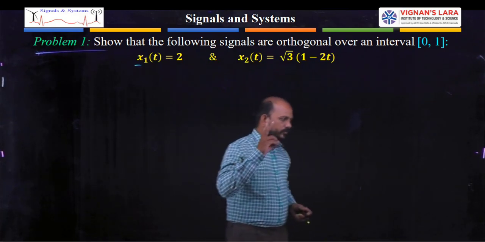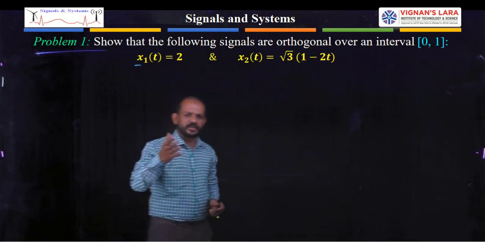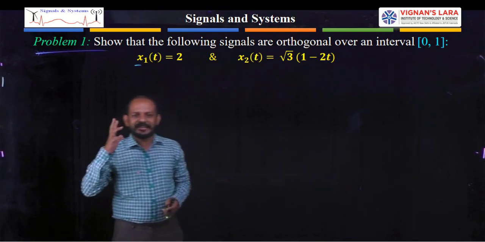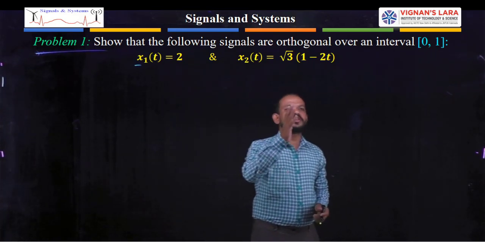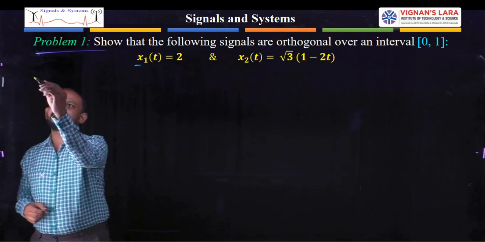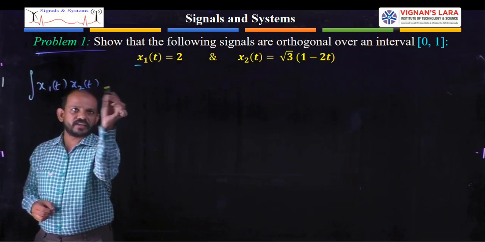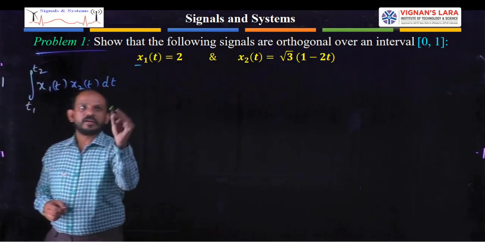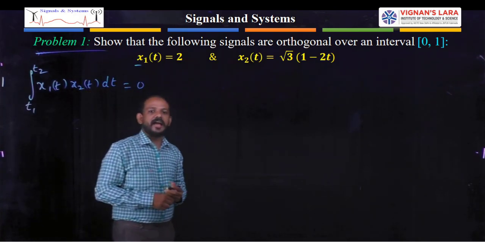Simply, if the dot product of two vectors is 0, then the two vectors are orthogonal to each other. In the same way, if the integral of the product of two signals over the given interval is 0, then we can say the two signals are orthogonal to each other. Mathematically, you can write that as the integral of x1 of t, x2 of t dt over the interval t1 to t2 is equal to 0. Then we can say the signals x1 of t and x2 of t are orthogonal.